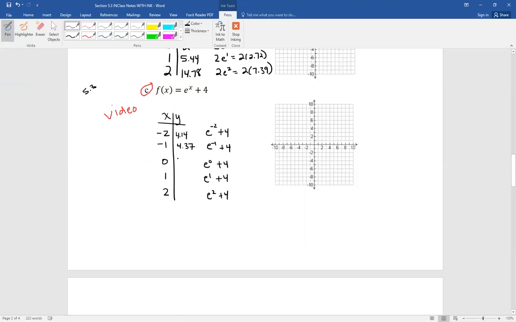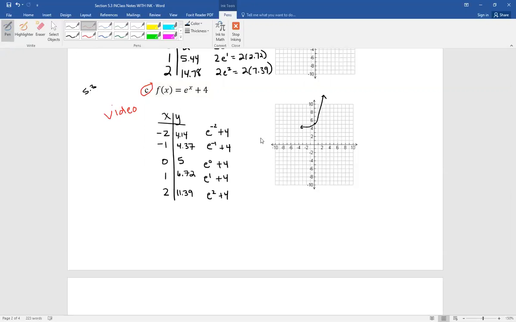E to the 0 is 1, plus 4 would be 5. E to the first is 2.72, plus 4 will be 6.72. E to the second plus 4 gives us 11.39, which may be off our graph to the point where we won't plot that one. So we go to -2 up to 4.14, then -1 up to 4.37, 0, 5, 1, 6.72, and again, I'm not going to graph the other one because it's off the chart, but I'm headed that direction.